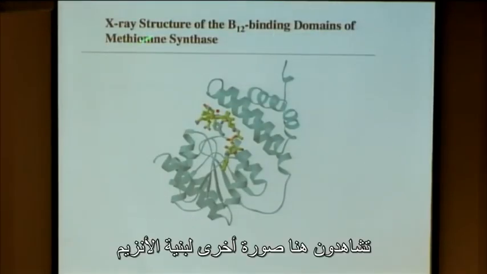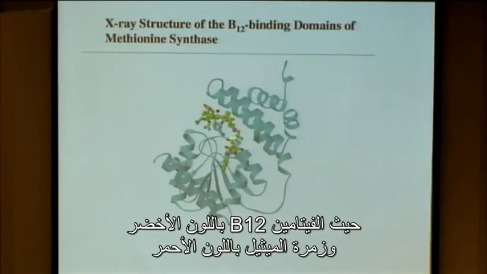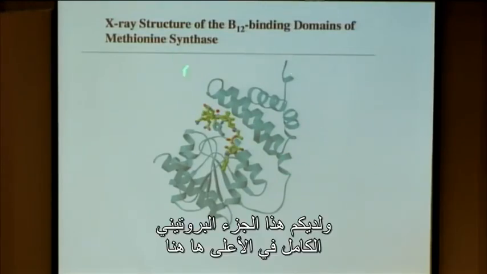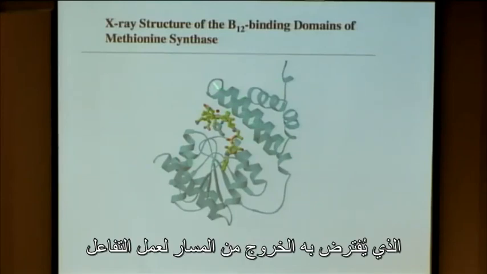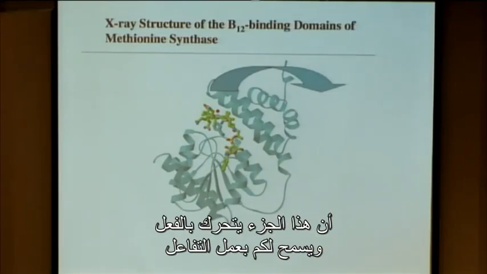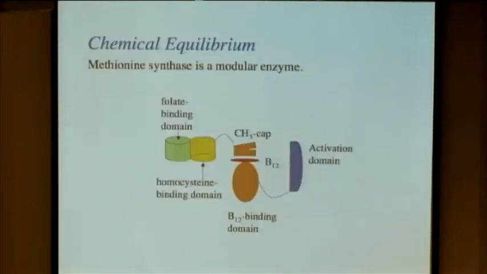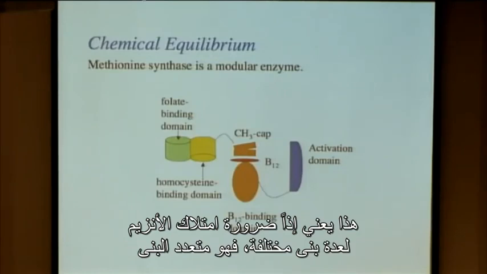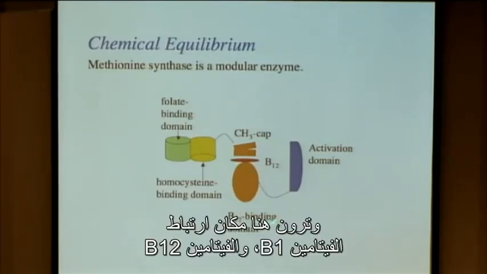So here's another picture of the structure. Here's the vitamin B12 in green, the methyl group in red, and there's this whole protein part up here that has to get out of the way to do the chemistry. And in fact, we do know from experimental data that it does move so you can do the chemistry. So that means that the enzyme has to have a number of different structures. It's modular. Here's the vitamin B12 binding domain, the vitamin B12.